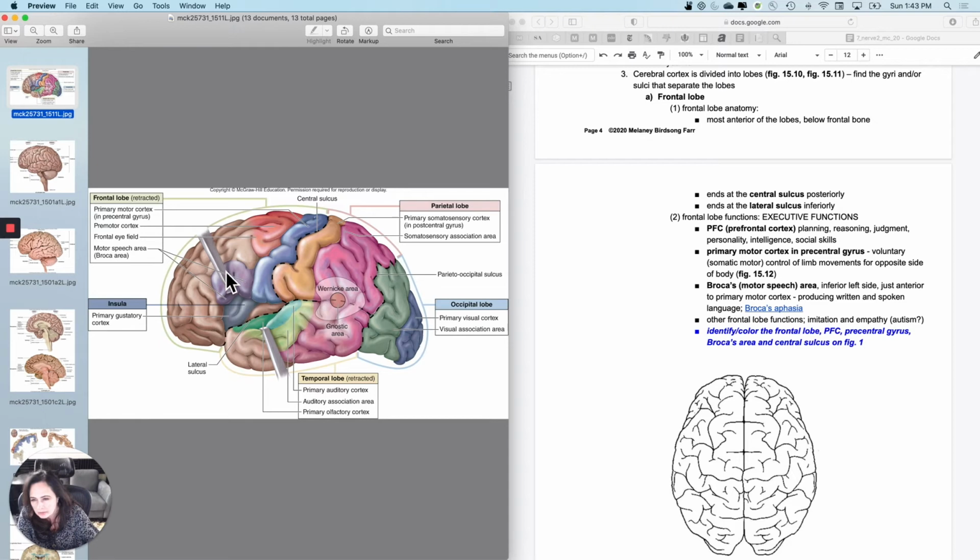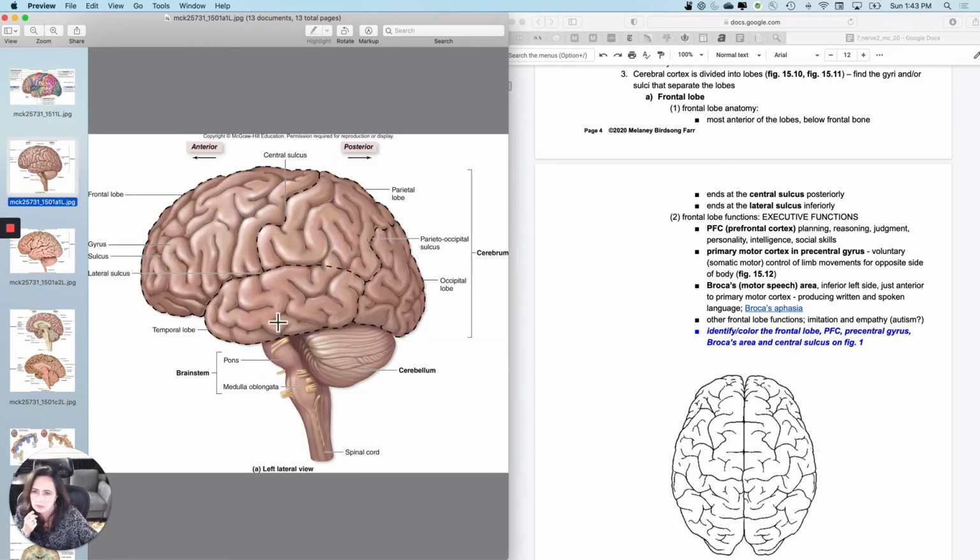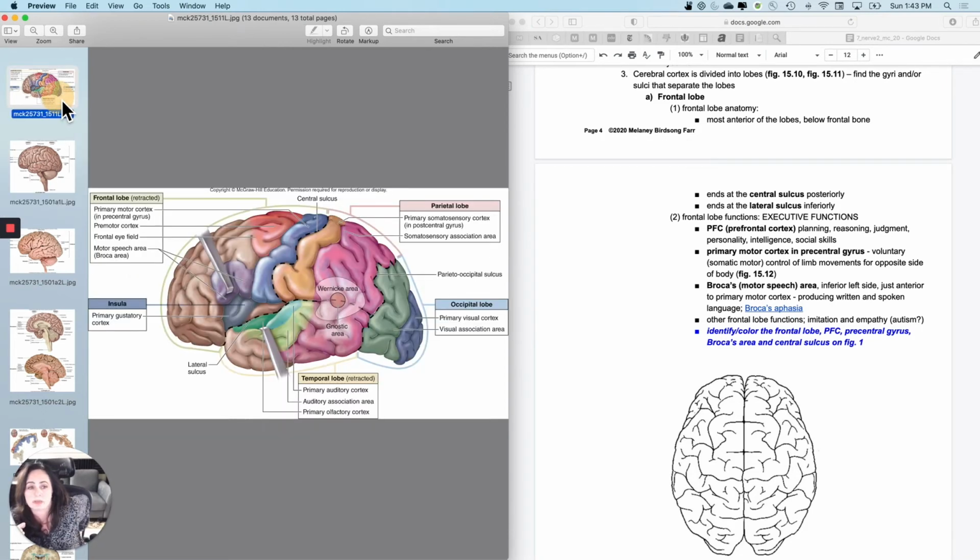And then this little blob that's just anterior to the precentral gyrus and just above the lateral sulcus. So if you were looking at this picture, it would be right here. Okay, that is the first speech area you're going to learn about. It's pretty cool. It's called Broca's area or the motor speech area.